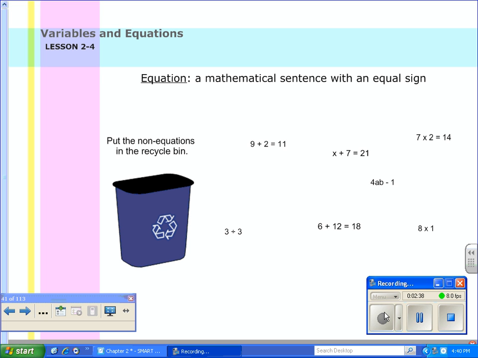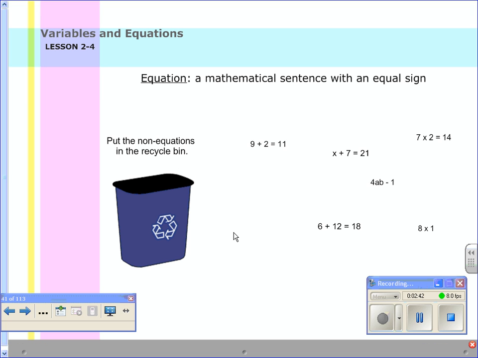All right, and I count that there are 3 more that we should get rid of. The first one is 3 divided by 3. The next one is 4 times a times b minus 1. And the third one is 8 times 1. Again, none of them had equal signs, so they were not equations. However, these 4 are 9 plus 2 is 11, x plus 7 is 21, 6 plus 12 is 18, and 7 times 2 is 14. All of those are equations.